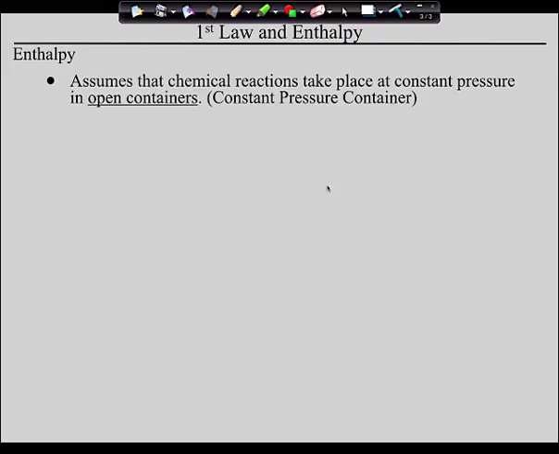Now guys, you'll notice that parenthetically, I gave you the actual name for an open container. It is called a constant pressure container.